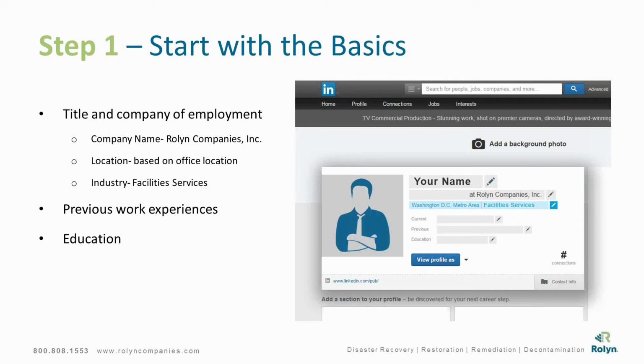And then finally, the industry. That's, again, a very vital part of setting up your basic profile information. There are 3 different industries that I've noticed we've been using around here. One is construction, the second is environmental, and the third is facility services. We, as Rolyn employees, should all be using facility services. So if you already have a LinkedIn profile, please do me a favor when you get the chance to go back in there and verify that you have really used facility services as opposed to construction or environmental.